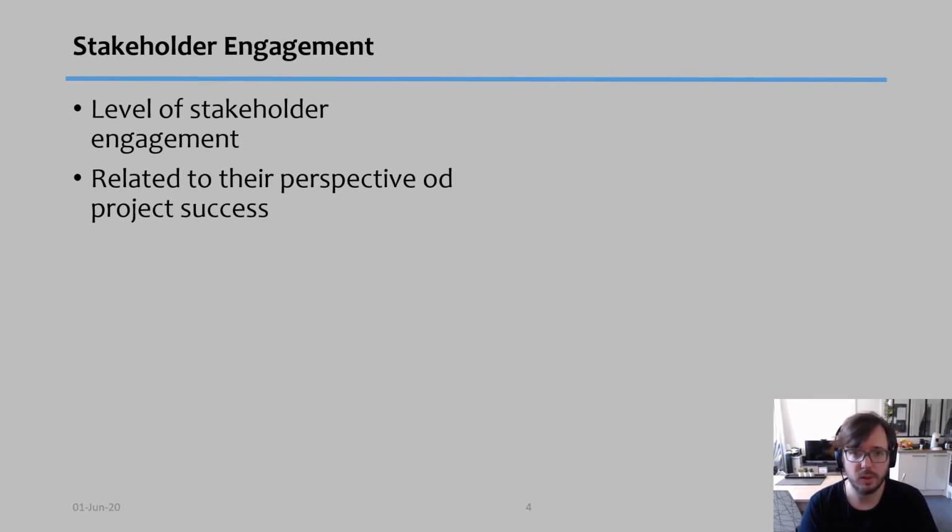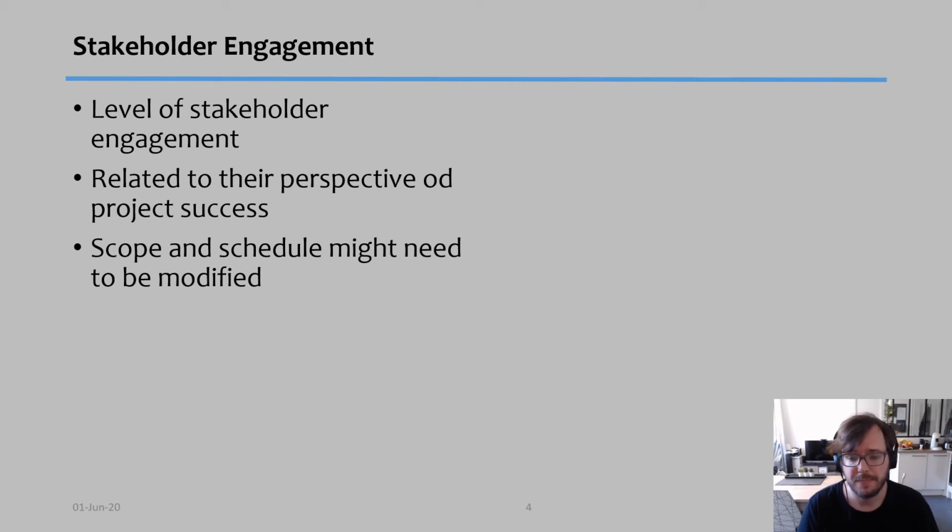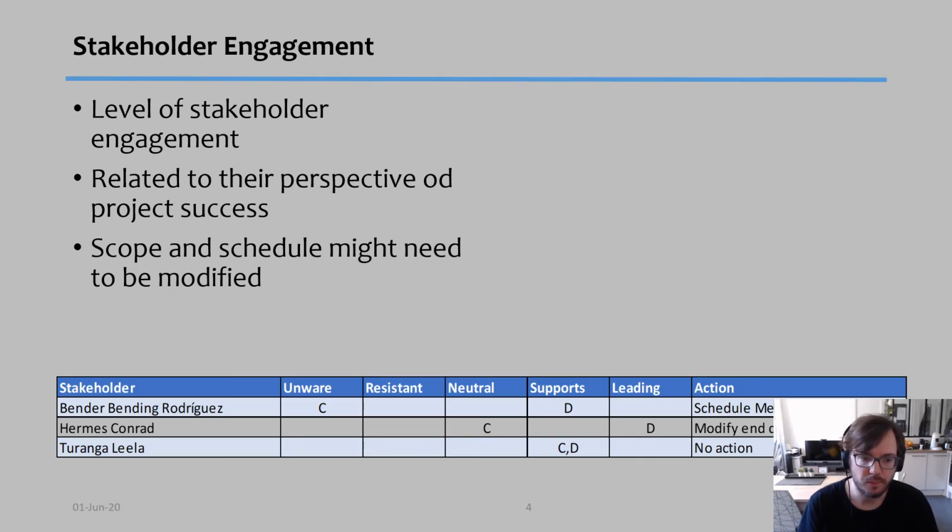For example, on what is their perspective of what is the project success, like we spoke in the slide before. And because of this, like I mentioned in the previous video, sometimes the scope and the schedule might need to be modified to accommodate what the stakeholders want, right? So this stakeholder engagement matrix is something that helps us to analyze what we can do and how we can do it.